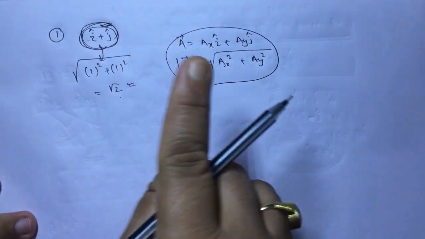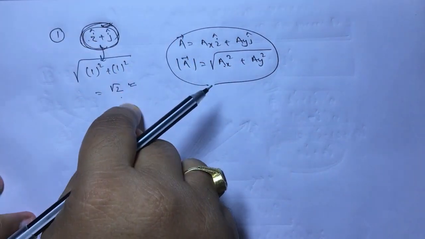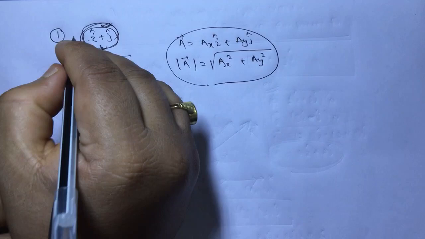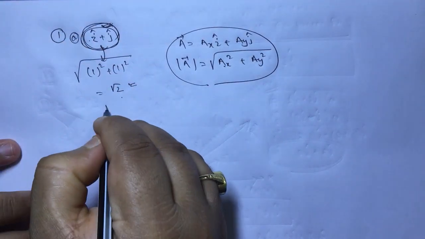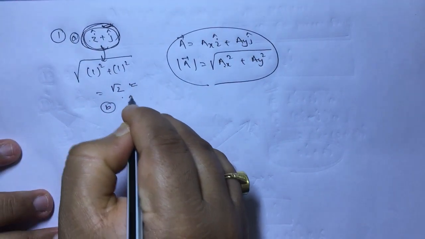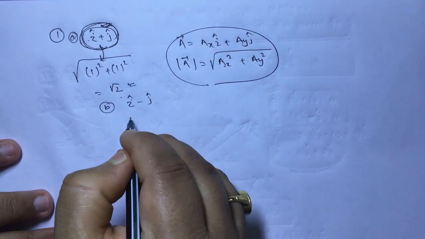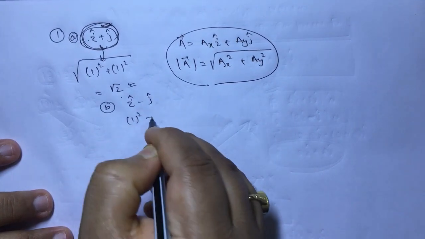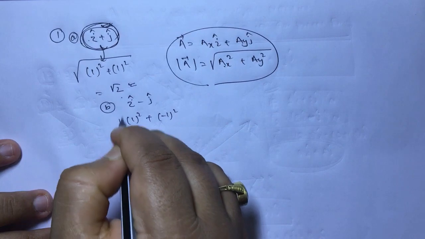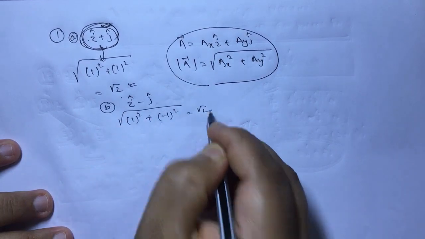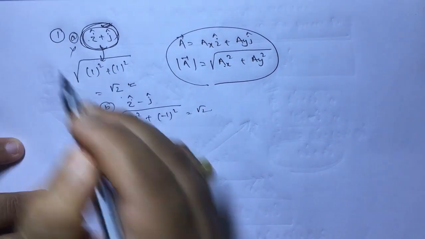A unit vector must have a magnitude of 1 unit. It has a magnitude of root 2, so it is not a unit vector. This is the first bit given. Now, similarly, you can check for the second bit. It is i cap minus j cap. Exactly the same thing you can find here: square root of 1 square plus minus 1 square. Again, it will be root 2. So, it is also not a unit vector.